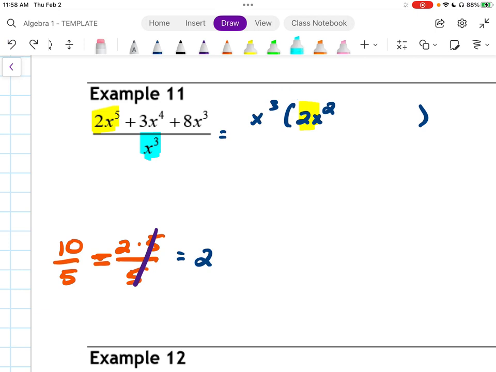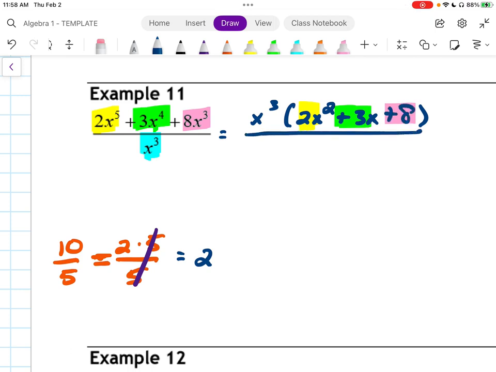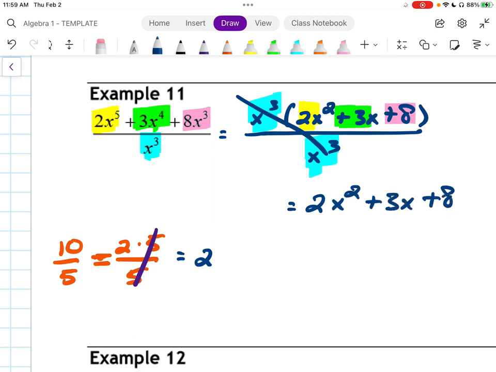Next up, I do the same thing with my next piece. Maybe let's use a different color than blue, maybe green. If I take away 3 exponents, I'd be left with plus 3x, just a plain old 3x. And then lastly, I'd be left with just a plain old 8. In my denominator, I still have an x cubed. Now I can see that I have an x cubed and an x cubed. They can cancel. And I'm left with that piece in parentheses, 2x squared plus 3x plus 8.